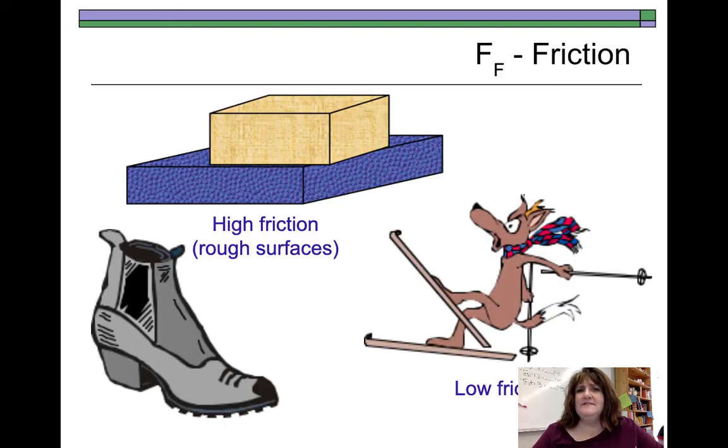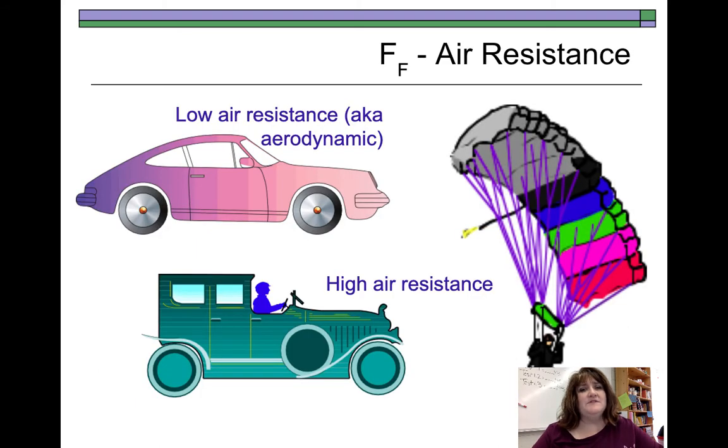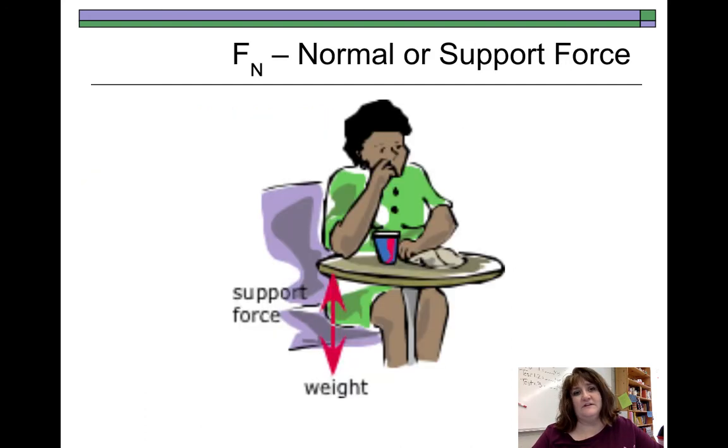Then we have two kinds of friction. We have the force of friction from one object to another, right? But we also have the force of friction that is air resistance or aerodynamics. So anything in the air that is falling through the air, depending on the size of it and how far it's falling, it may have FF or air resistance or air friction.